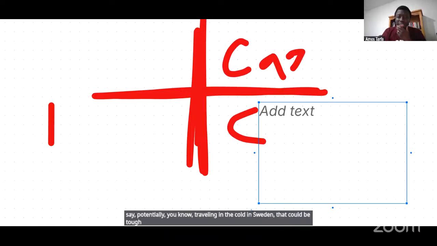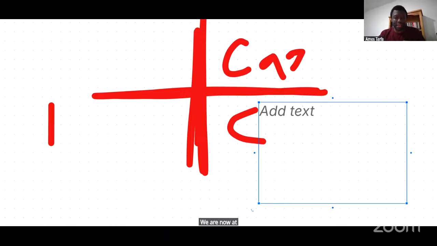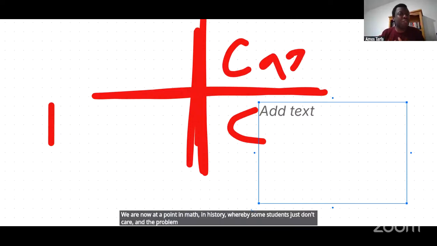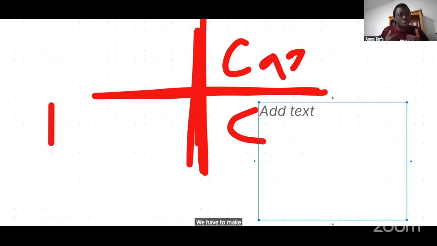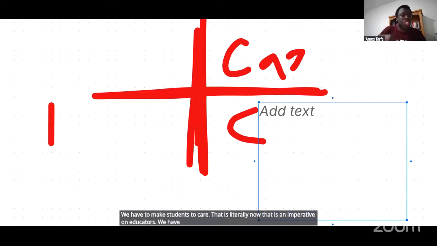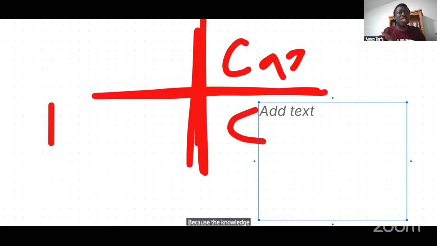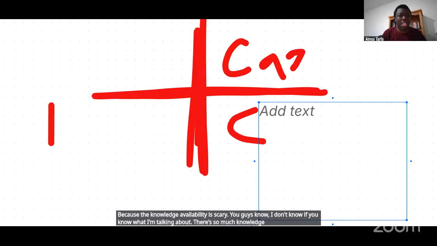So the point is this: we are now at a point in math, in history, whereby some students just don't care. And the problem is not they don't have solutions and tools. They just don't care. We have to make students care. That is literally now an imperative on educators. We have to work extra, double, triple, quadruple time to get students to be inspired to care, because the knowledge availability is scary. I don't know if you know what I'm talking about. There's so much knowledge. That's not the issue. The issue is, do I care to try?